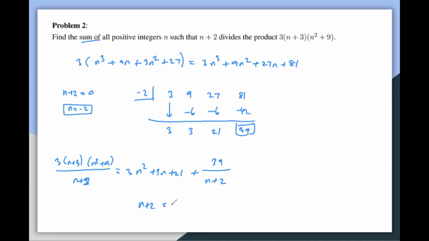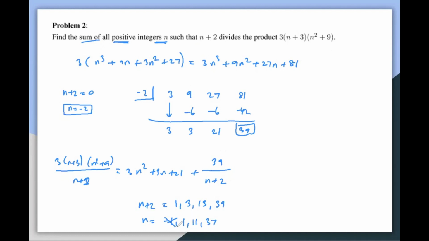So the n plus 2 has to be one of the divisors of 39. So it could be 1, 3, 13, and 39. We are looking for a positive n, so we have to be careful. And subtract 2 from both sides. So you got -1 and +1, and then you got 11 and 37.